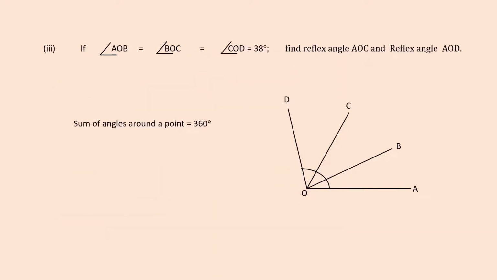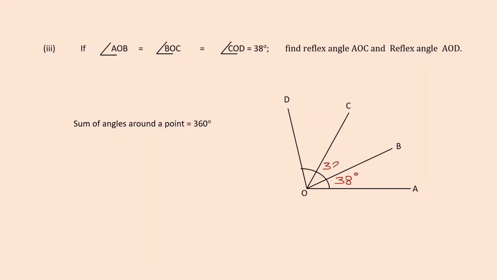Question 3. If angle AOB is equal to angle BOC is equal to angle COD and they're all equal to 38 degrees, find reflex angles AOC and reflex angles AOD. So since we are finding reflex angles, we have to make use of this property, sum of angles around a point equals 360 degrees. So let's start. First, let's write what's given to us. So now we know angle AOB, BOC and COD are all 38 degrees.